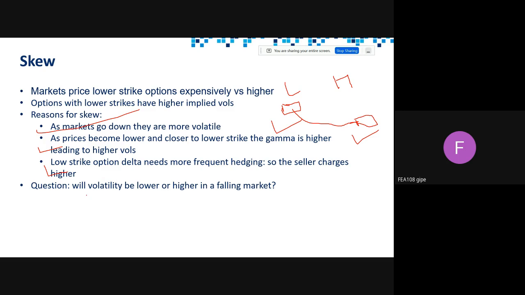And we already discussed this. Will volatility be lower or higher in a falling market? It will be higher, sir. Correct. Let's move on, shall we? Everybody comfortable? So can I move on?